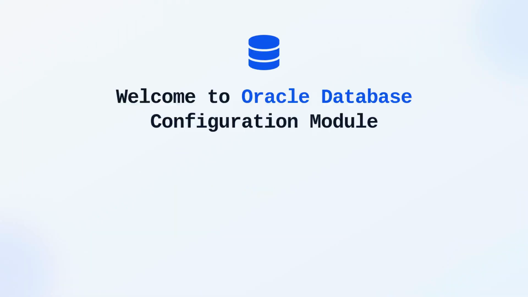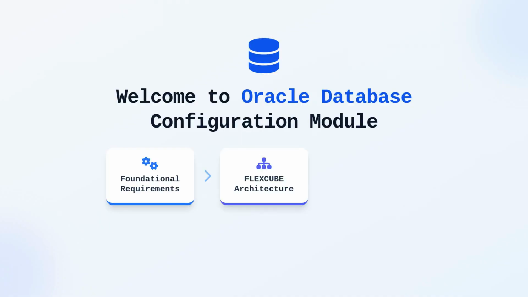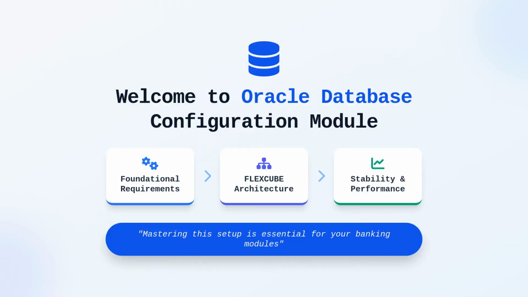Welcome to this module, where we will examine the foundational requirements for configuring the Oracle database to support the FLEXCUBE architecture. Mastering this setup is essential for ensuring system stability and performance across your banking modules. Before we dive into technical execution, we must recognize that the database is not merely a storage layer for FLEXCUBE, but the active engine driving core banking operations.